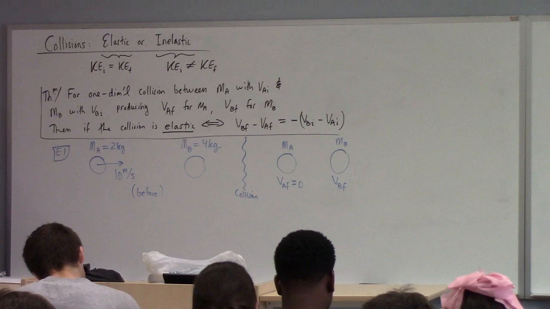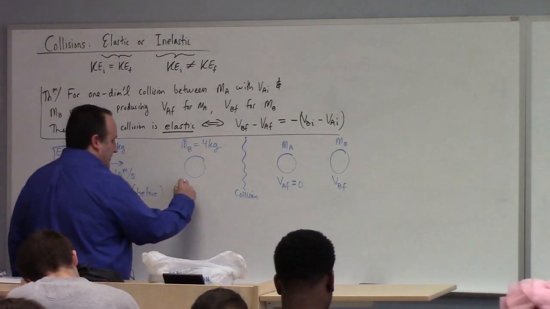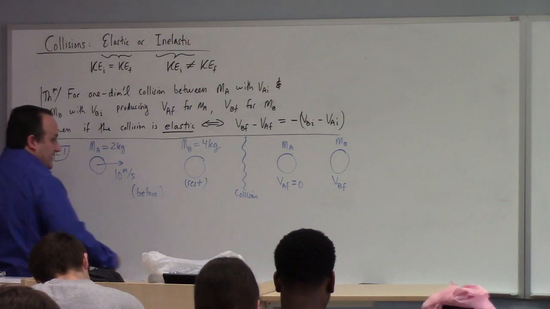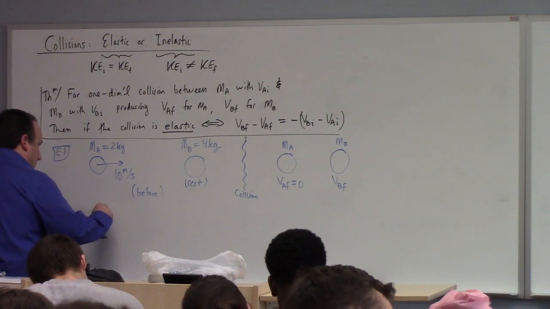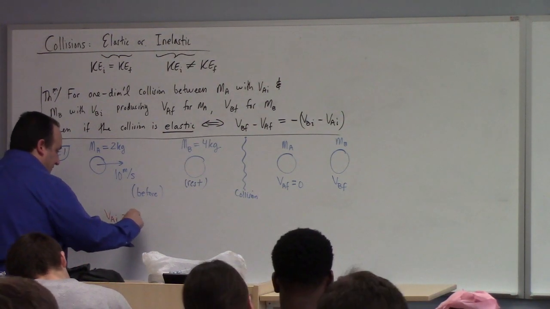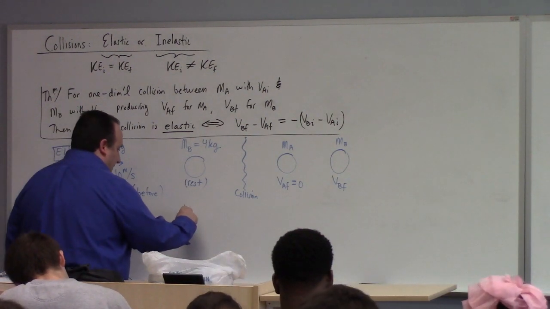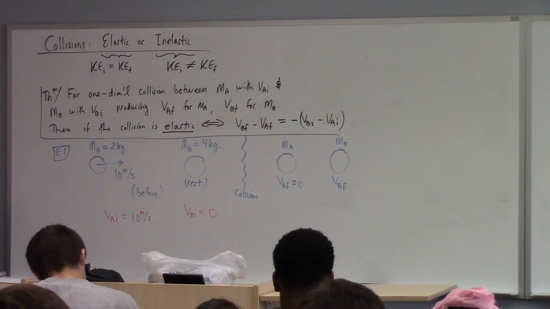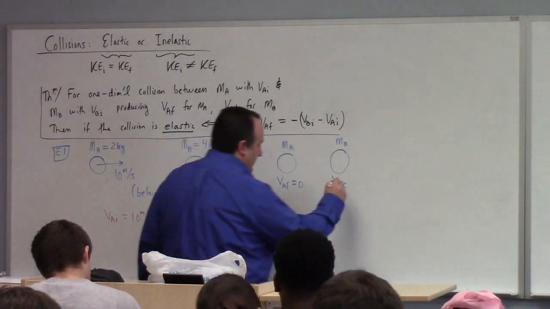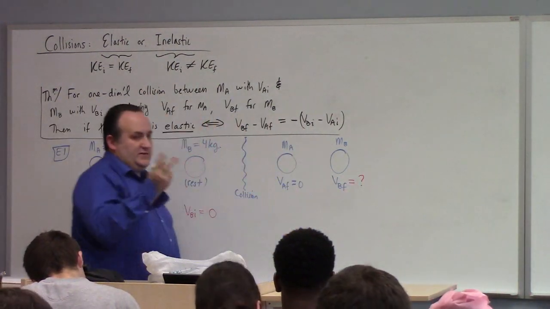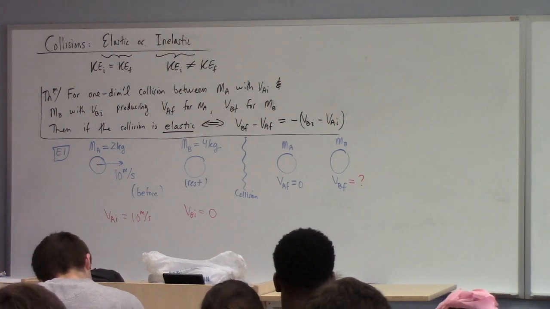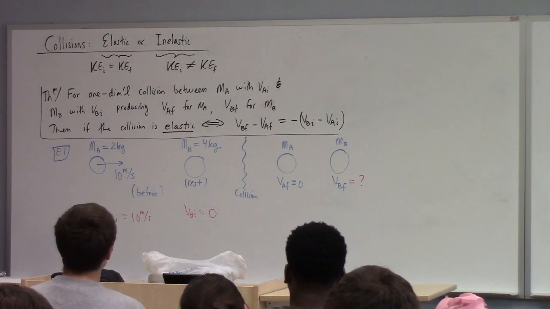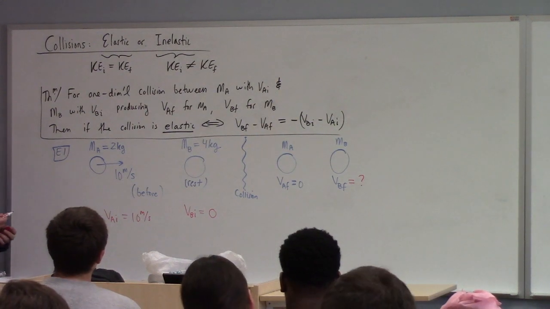By the way, this one's at rest. So just to finish my storytelling here, VAI is 10 meters per second. VBI, in my current language, is 0. VAF is 0. VBF is, I don't know what it is. So I have a twofold question to ask. Question one: what does the velocity of B have to be after the collision? And question two: was this collision elastic? So let's work it out.